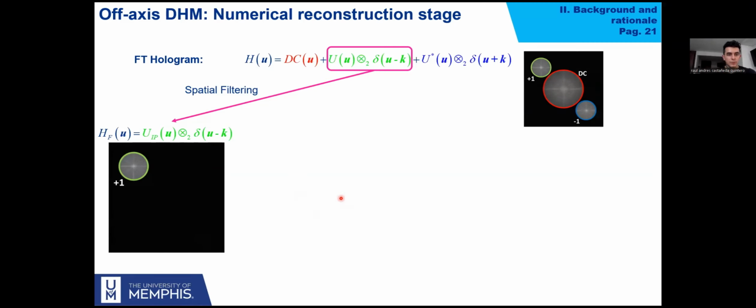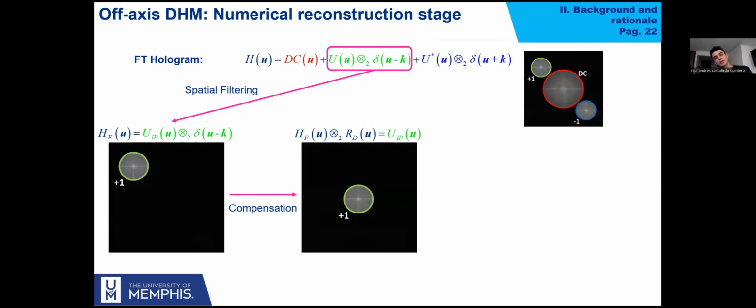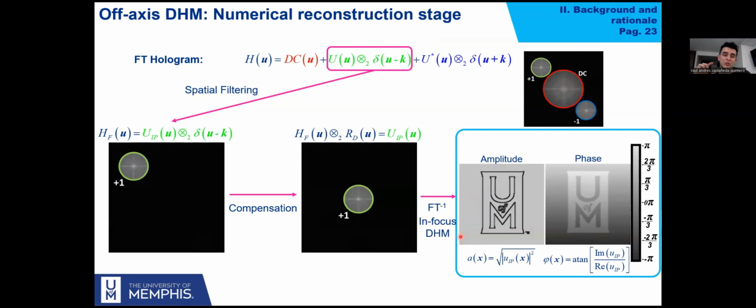Okay, so now, after the spatial filter, the next stage consists of multiplying the hologram filter by a numerical replica of the digital reference beam. It is called the compensation step. And finally, if the hologram is recorded at the image plane, which means that the camera is located in the bifocal plane of the tube lens, it is enough to compute the inverse Fourier transform to obtain the numerical reconstruction, which means retrieving the complex object information, in this case the amplitude and phase information of the sample, right?